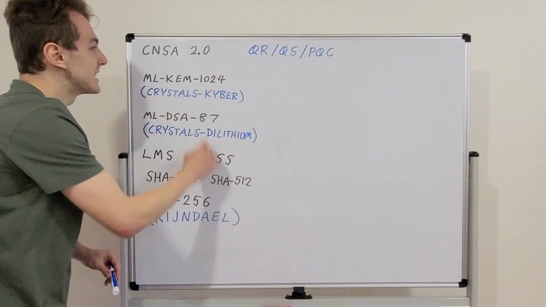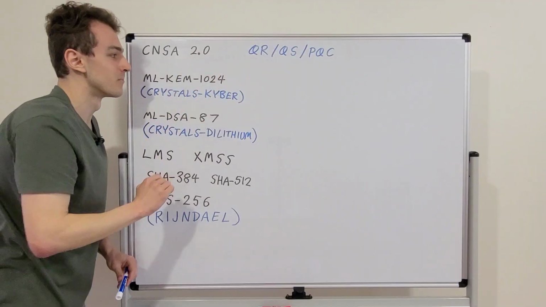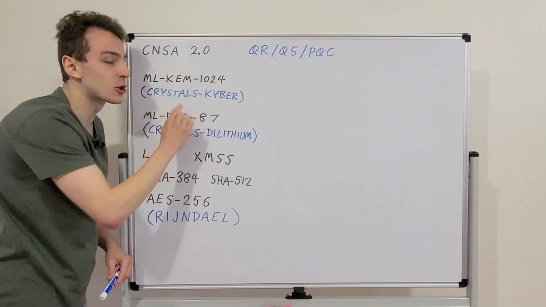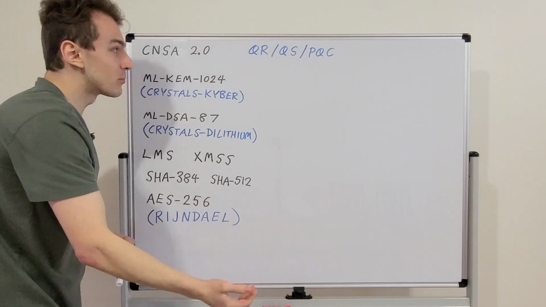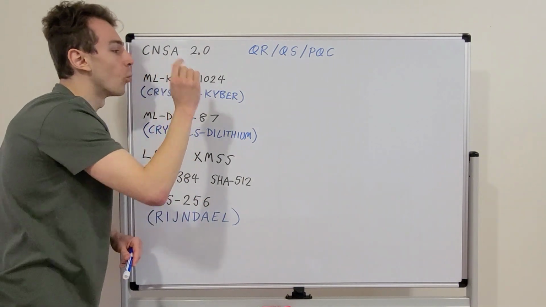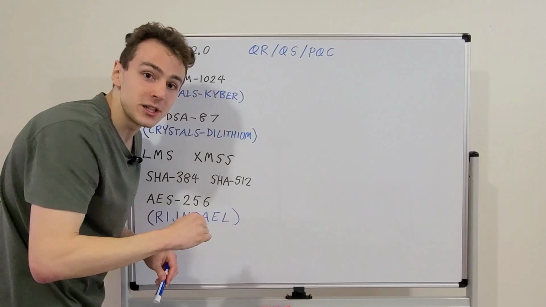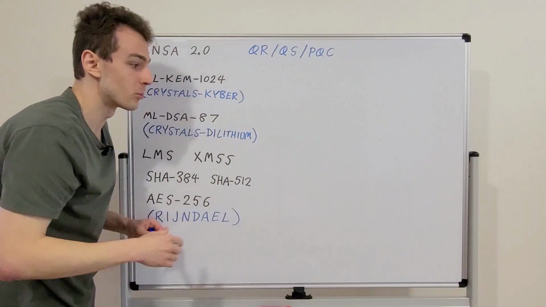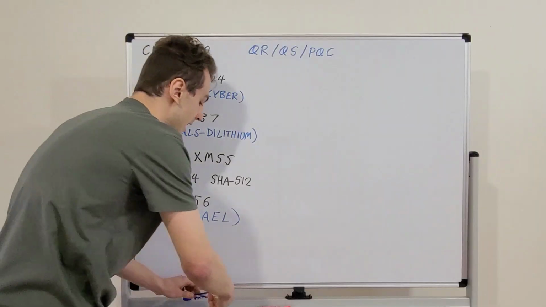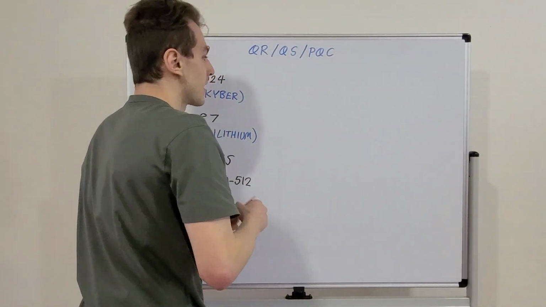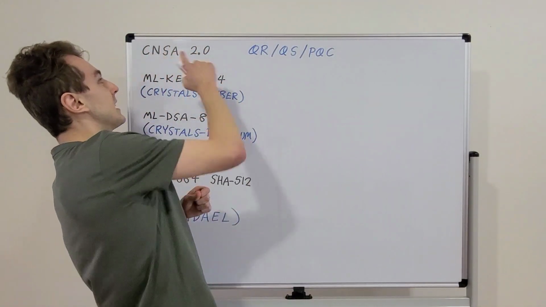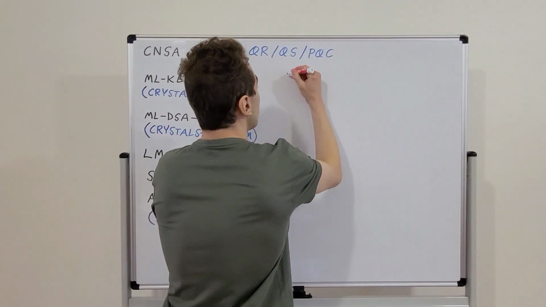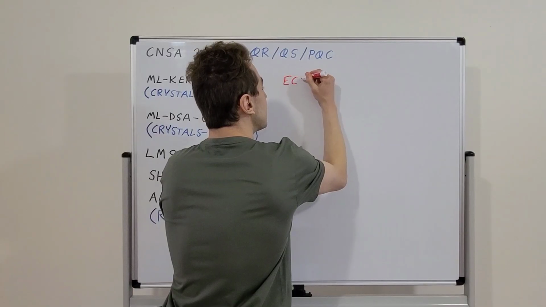So this is CNSA 2.0. These algorithms are included in the Commercial National Security Algorithm Suite. But there was a previous version, CNSA 1.0, which included some algorithms that are not quantum resistant. They are actually vulnerable to quantum cryptanalysis. And we're going to see them over here. So previously in CNSA 1.0, there was the algorithm ECDH.